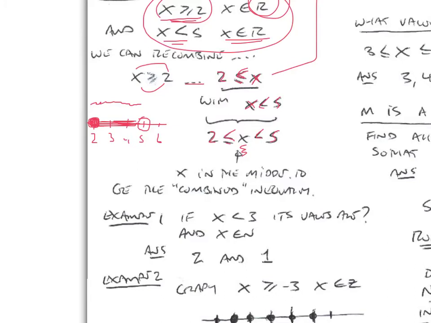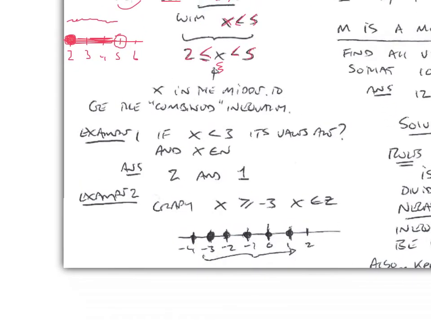Okay? Now, some examples. If x is less than 3, its values are what? Okay, and it's also a natural number. Well, if x is less than 3, it's a whole positive number. Its only values can be 1 and 2. Can't be 3 because less than 3. It's a natural number, so it can't be minus 1, 0. It can only have two values, 1 and 2.